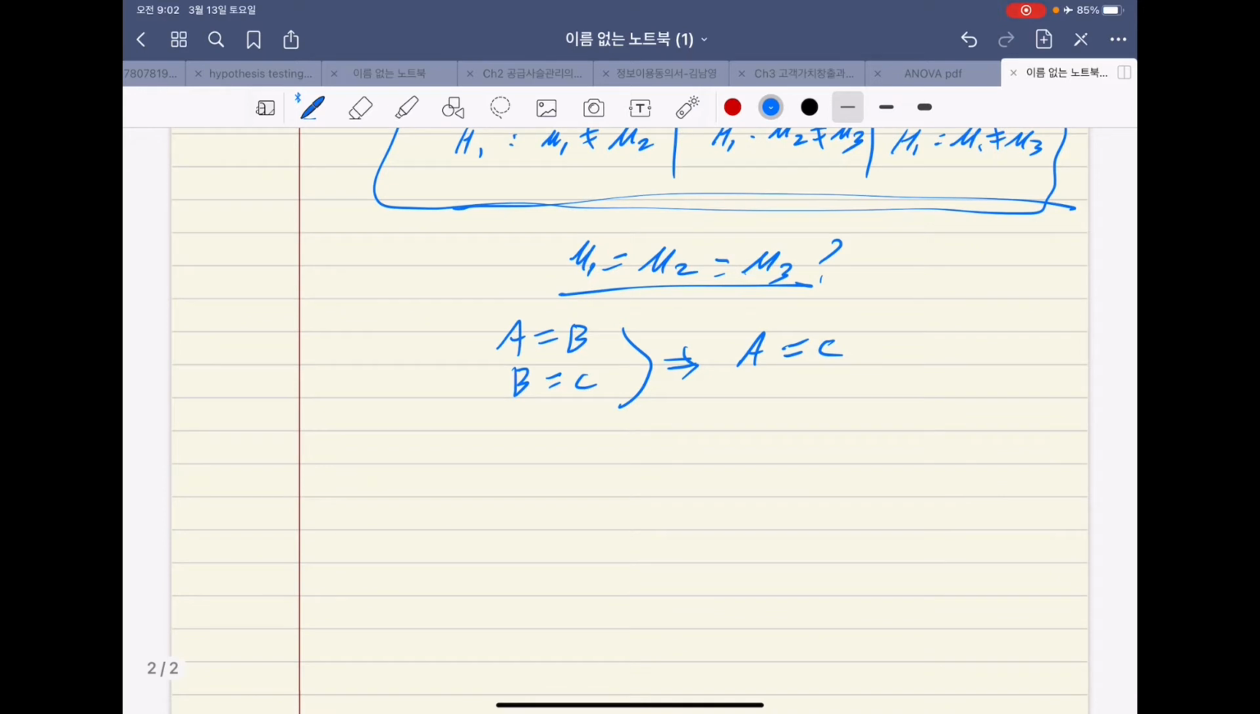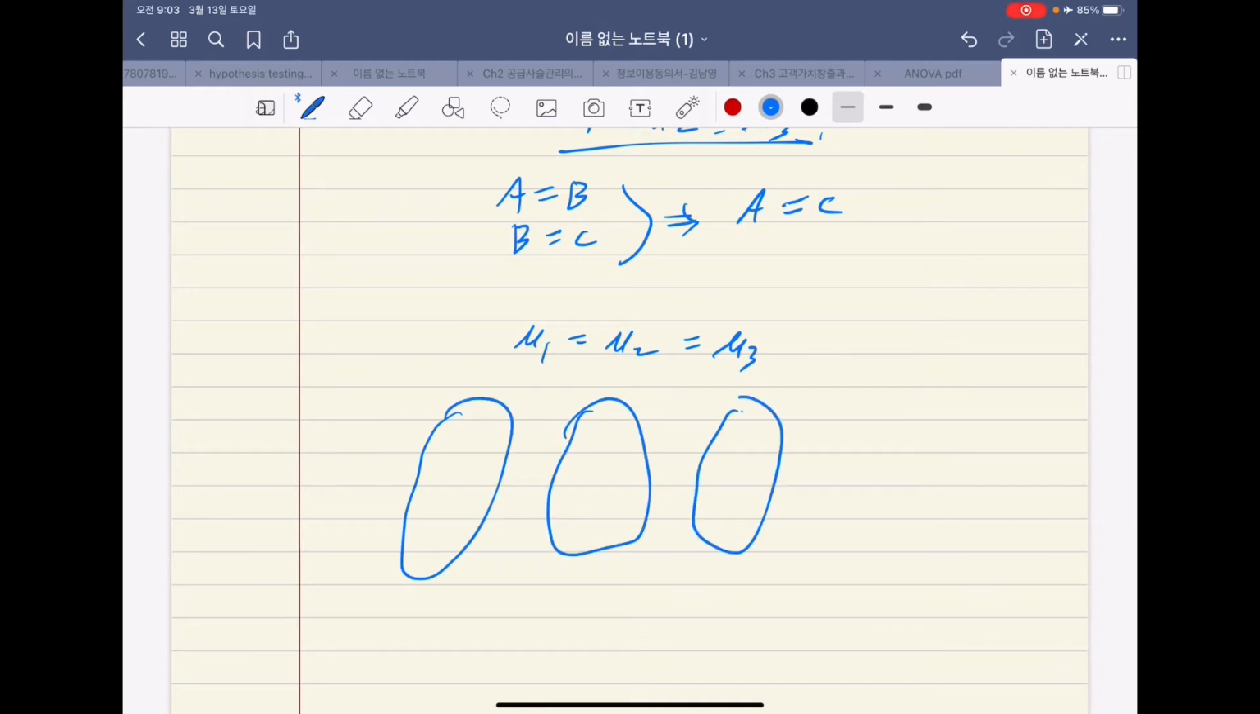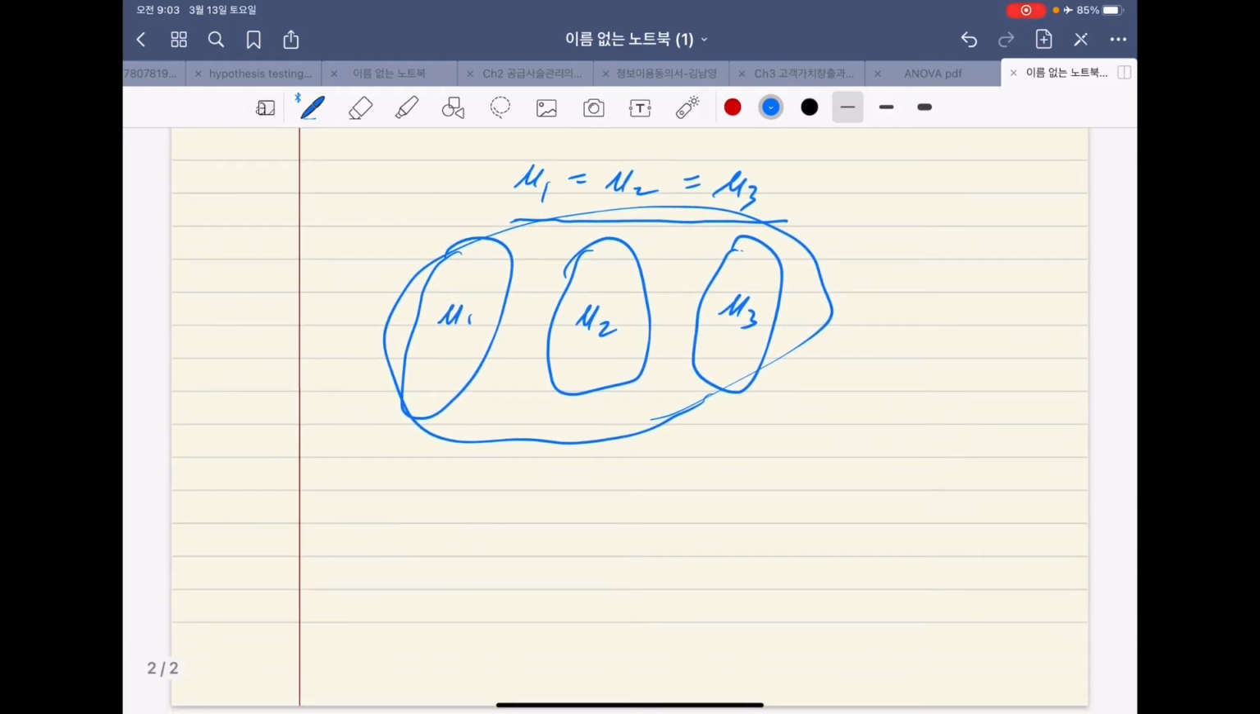So instead of this, what we do in ANOVA is mu1 is equal to mu2 is equal to mu3. Suppose this is true. That means all the data are coming from one population. So suppose you have 3 groups of data here, and the means for each group are mu1, mu2 and mu3. Suppose mu1 is equal to mu2 is equal to mu3. Then you can say that these data come from one population. So the basic principle for testing hypothesis in ANOVA is to test whether data comes from one population.